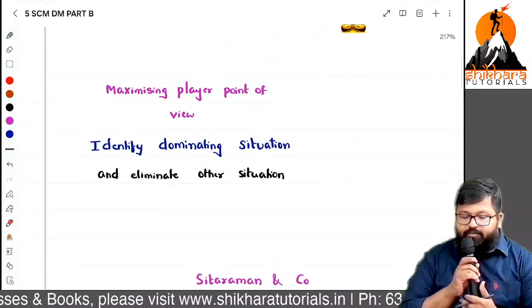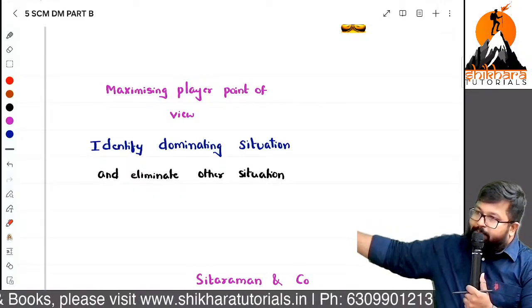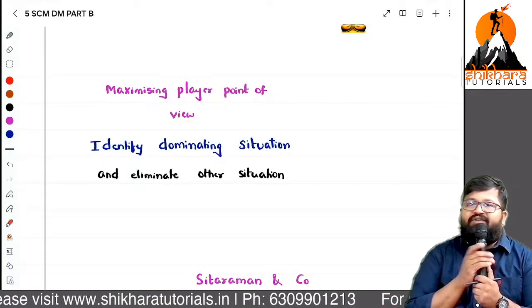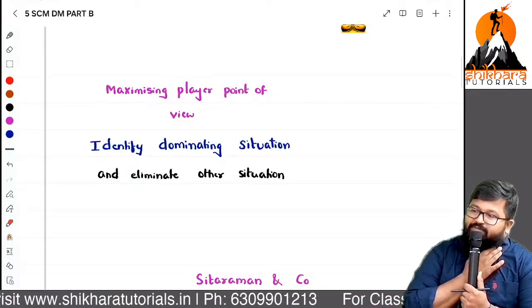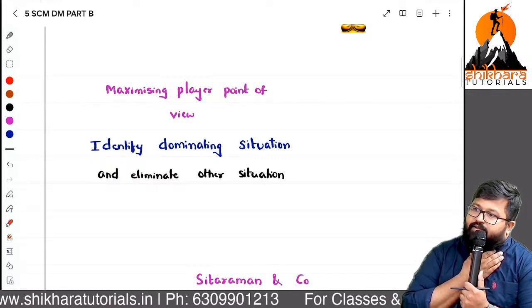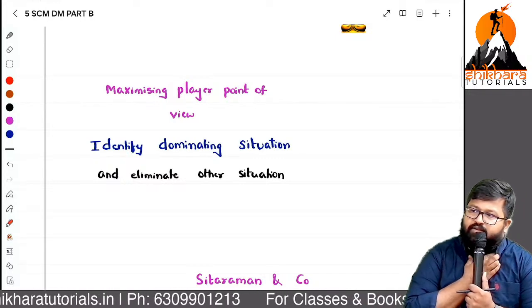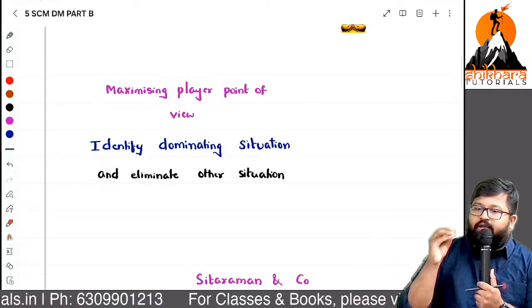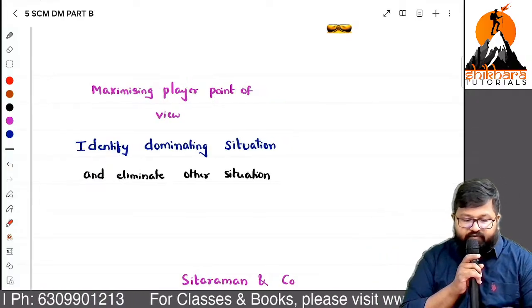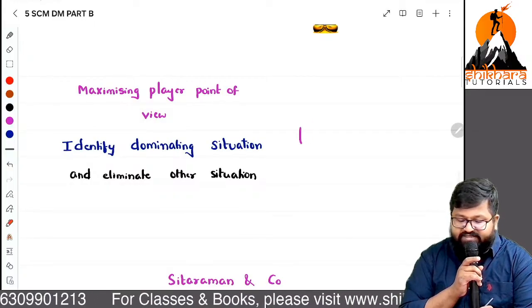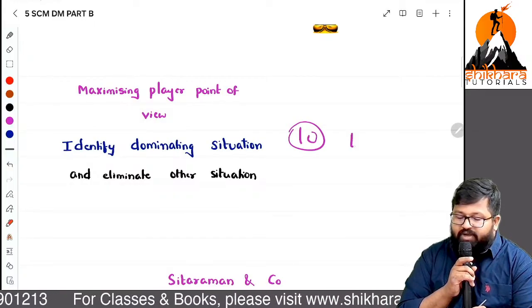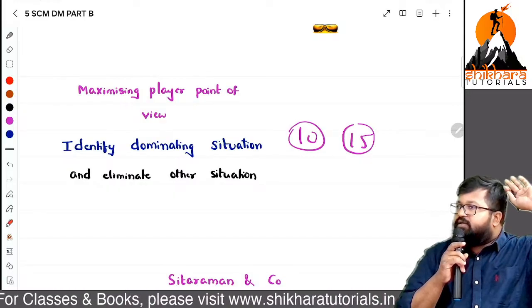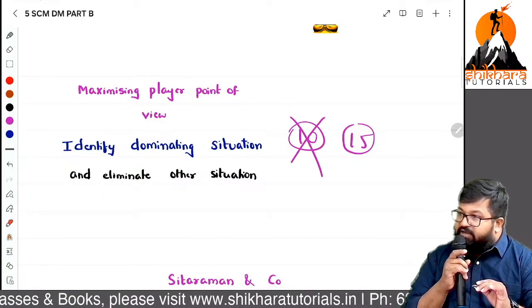Sir, always, what is the point, ma'am? First one, the maximizing player's point of view. For example, if I am a maximizing player, what is my main target? I want more return or less return? More return. So for example, if I'm going with option 1, I'm getting 10 rupees as a return. Option 1, what is the return, ma'am? 10, for example. And option 2, I'm getting 15 rupees return. As I'm a maximizing player, which one will I keep aside? 10, I will strike it off. That is the point.